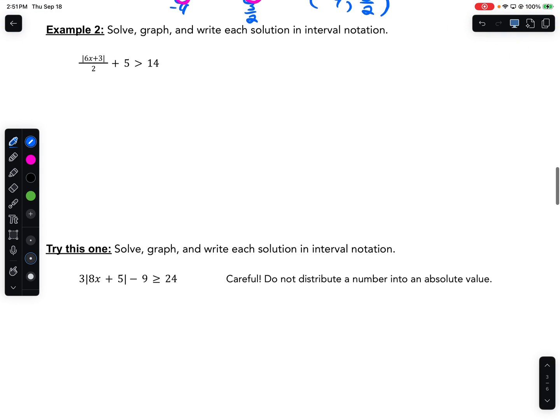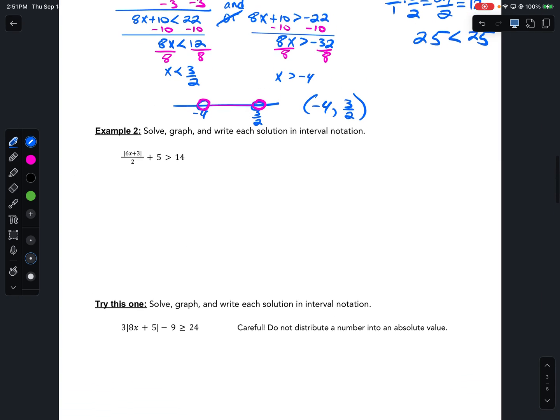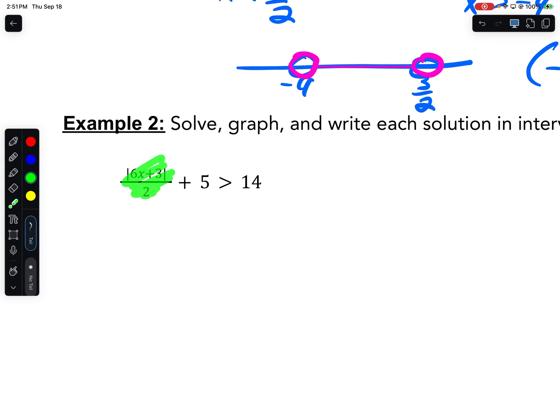We're going to do example number 2 next. Right there. Okay. So when I look at example number 2, I think about crossing off the variable part of it, right? And I have to get rid of this plus 5. How do I get rid of that? Minus 5. Subtract 5 first. You can multiply by 2.